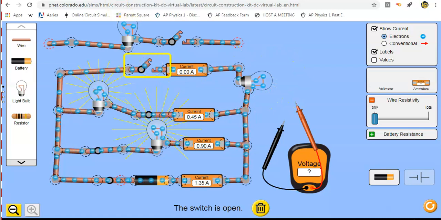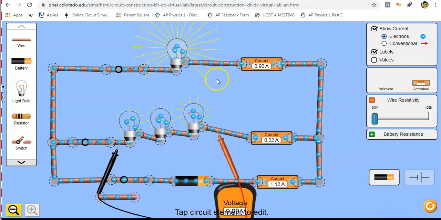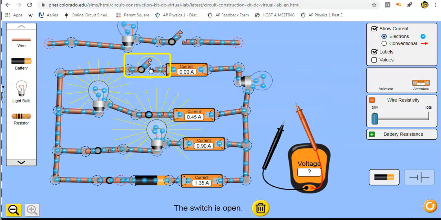That was not true in series. Back here when we added the third resistor, the total current went down. In parallel, when you add another resistor, the current goes up, the resistance goes down.